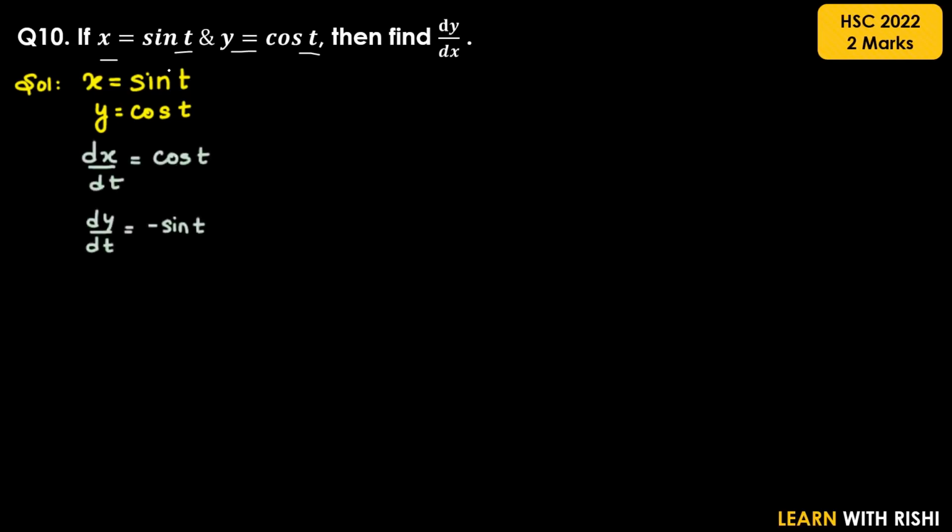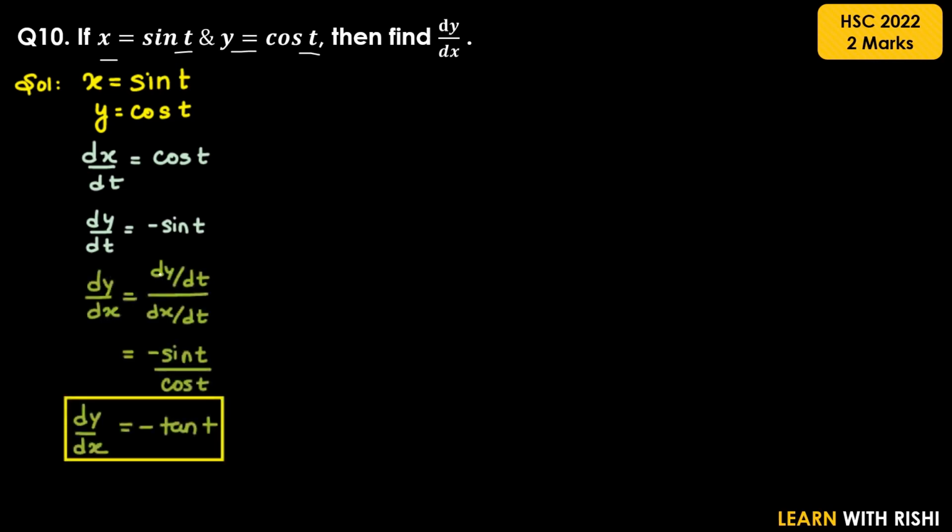So dx by dt will give us the derivative of sine t, which is cos t, and dy by dt will give us minus sine t. So dy by dx is equal to dy by dt upon dx by dt, that is equal to minus sine t upon cos t, which is equal to minus tan t. So this is also a PYQ of 2022, which asks for 2 marks. Let us move to the next question.